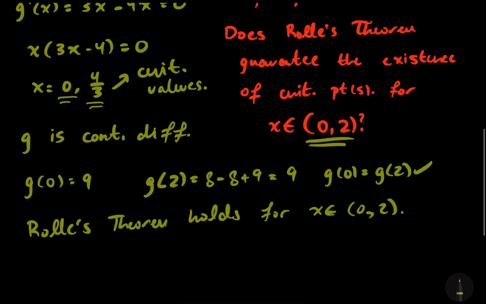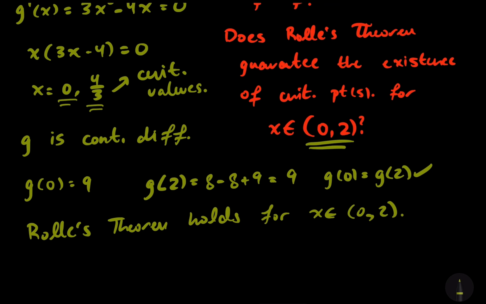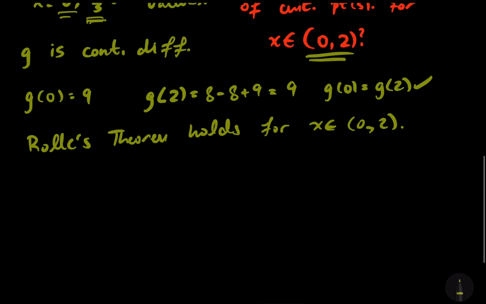And as a matter of fact, just looking at these critical values, even if we didn't find the critical values, we could still say that we are going to have at least one within this interval. But looking at it, 4 over 3 is, as a matter of fact, a member of our open interval from 0 to 2. And so that would actually be the critical point contained within this interval.